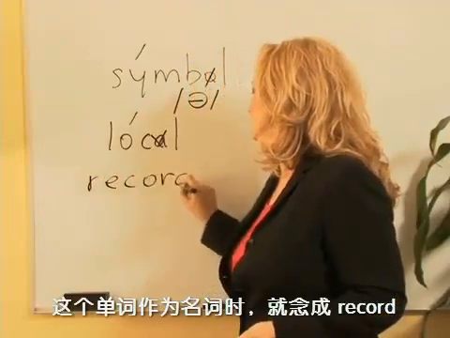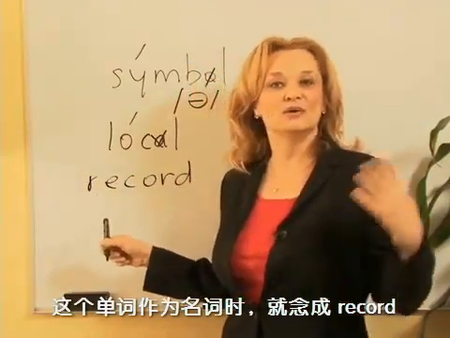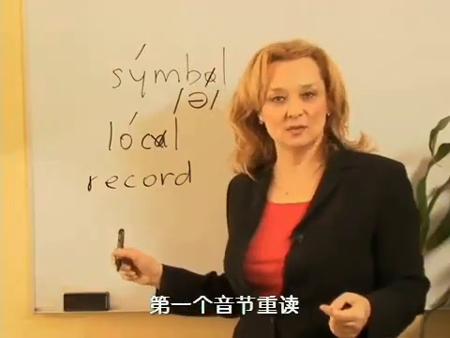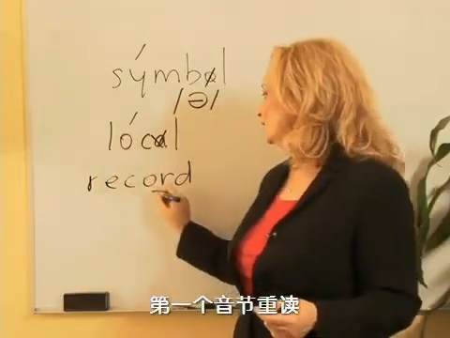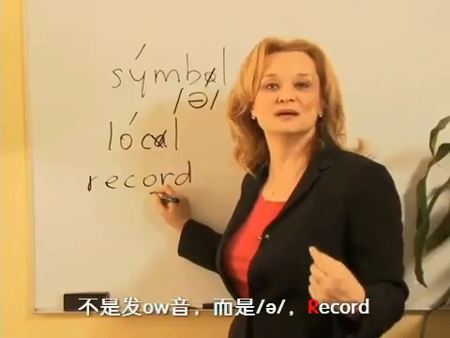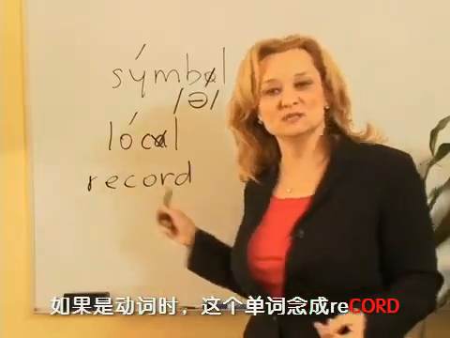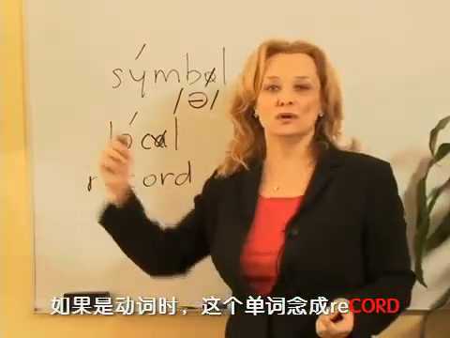This word, if it's a noun, is pronounced record. The first syllable is stressed. Record. This O changes. So it's not O, it's a. Record. If it's a verb, this word is pronounced record.